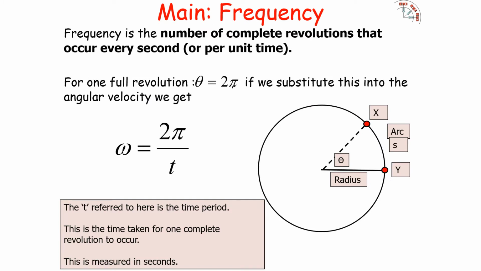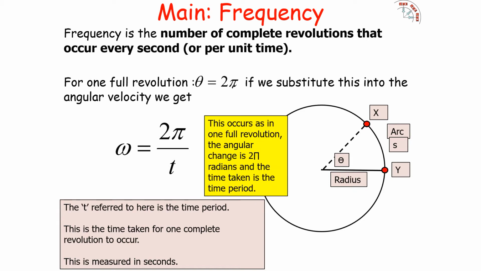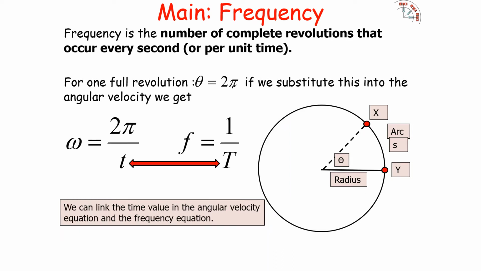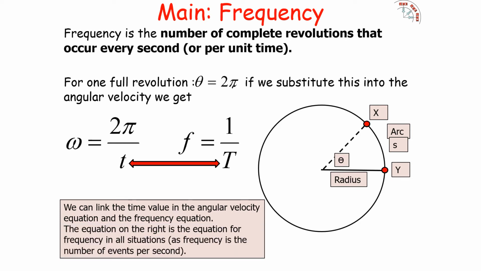Now frequency is the number of complete revolutions that occur every second. For one complete revolution we know that the change in angle is 2 pi radians. So if we substitute this into the angular velocity equation, we get that omega is equal to 2 pi over T, where T in this case is the time period, the time taken for one complete rotation or revolution. We can also say from a previous concept in physics that frequency is equal to 1 over time period. So we can link these two equations, the time value in the angular velocity equation and the frequency equation.